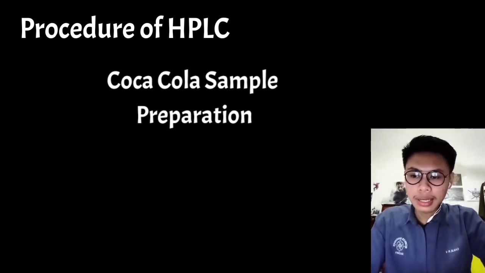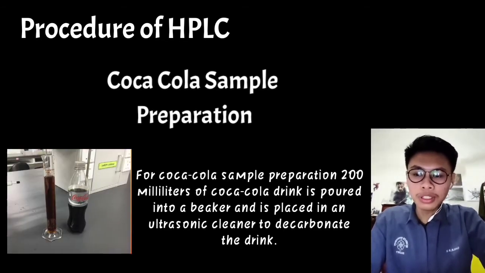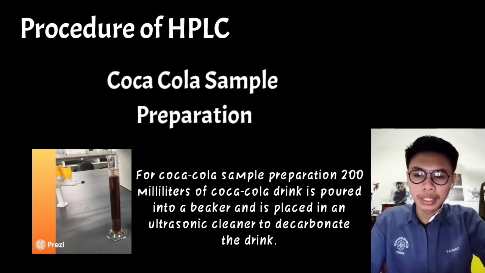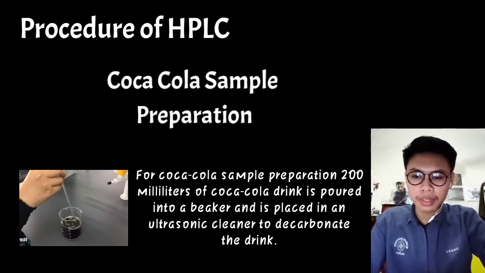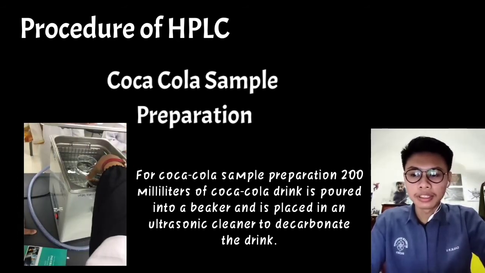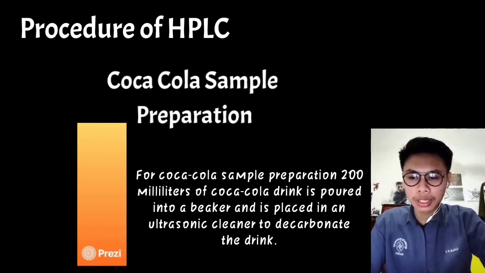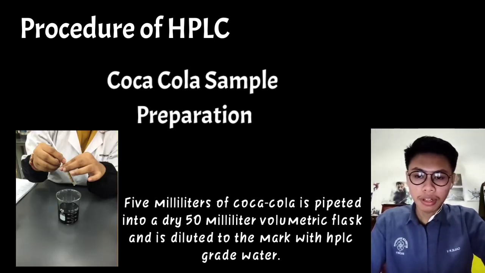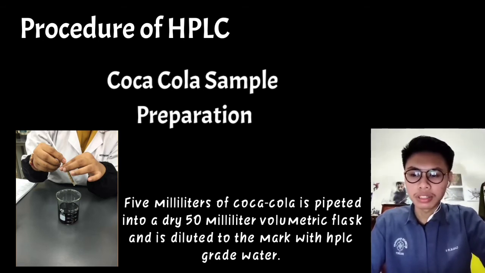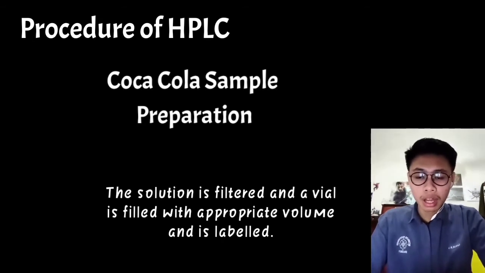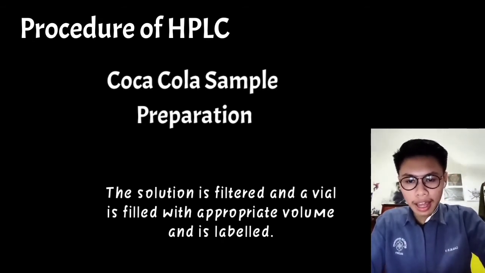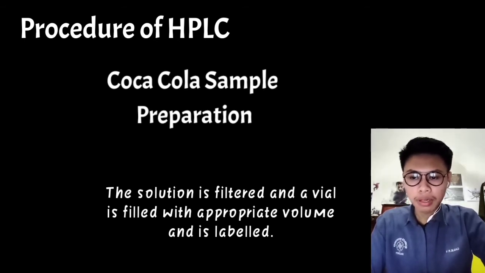For Coca-Cola sample preparation, 200 ml of Coca-Cola drink is poured into a beaker and placed in an ultrasonic cleaner to decarbonate the drink. 5 ml of Coca-Cola is pipetted into a dry 50 ml volumetric flask and diluted to the mark with HPLC grade water. The solution is filtered and a vial is filled with appropriate volume and labeled.